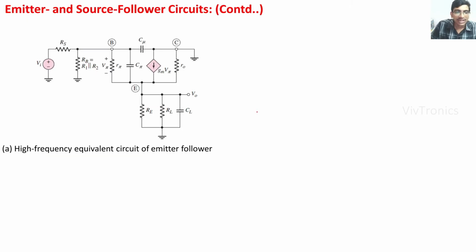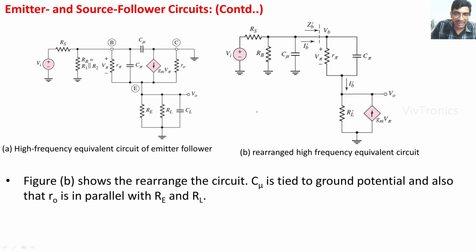This emitter follower high frequency equivalent circuit can be rearranged. Figure B shows the rearranged circuit. In the rearranged circuit, C mu is connected to the ground potential, and also r0 is in parallel with Re and RL. Here I am assuming C mu is grounded because one of the terminals of C mu is at the ground potential. Therefore, we can represent C mu as connected between the base terminal and the ground terminal.